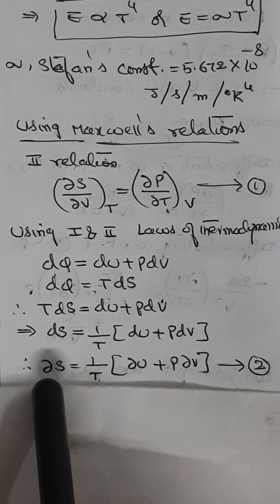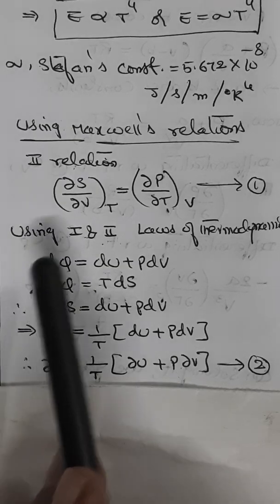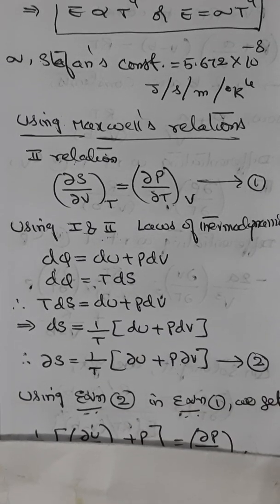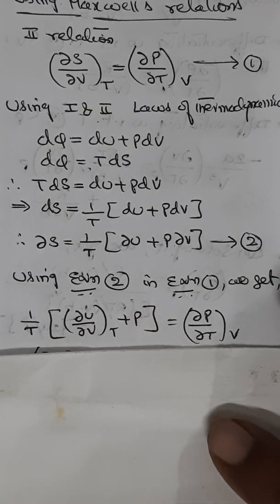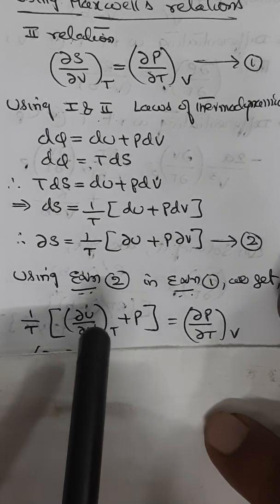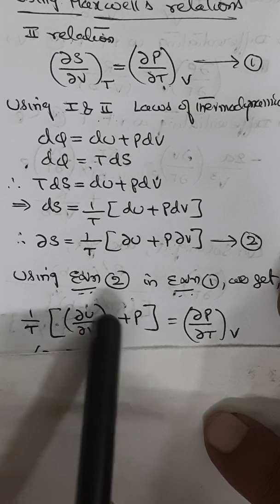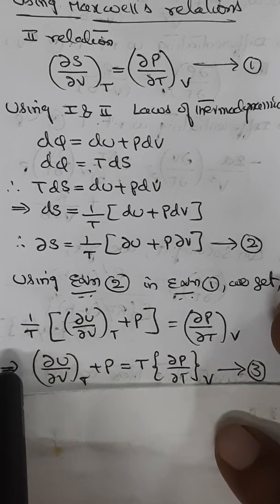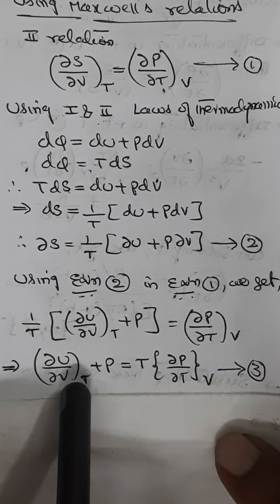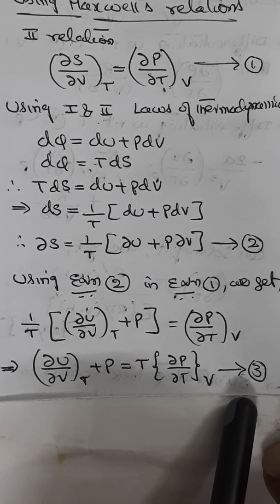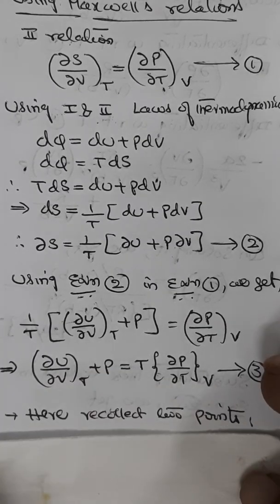Now from equation 2, substitute the value of ∂S in equation 1. Automatically we will get ∂S by ∂V at T, that is 1 by T into (∂U by ∂V at T plus P), equal to ∂P by ∂T at V. Or you can modify this as ∂U by ∂V at T plus P equal to T into ∂P by ∂T at V. Right?